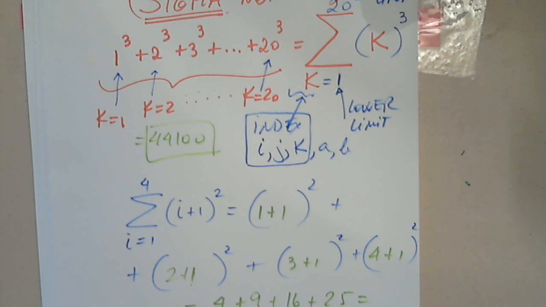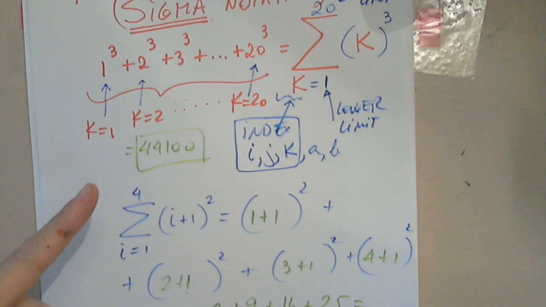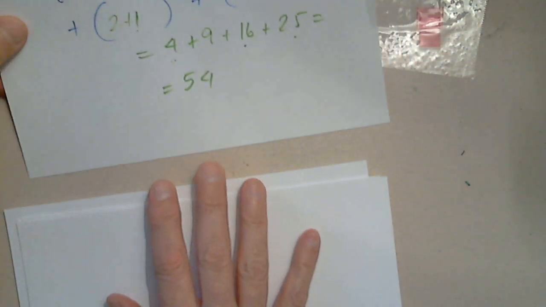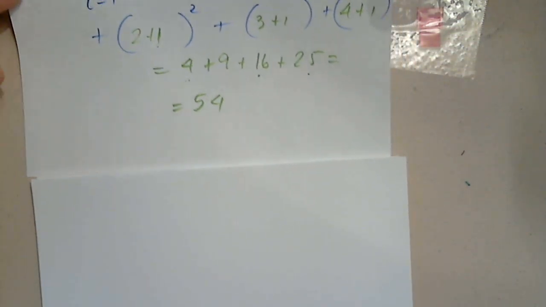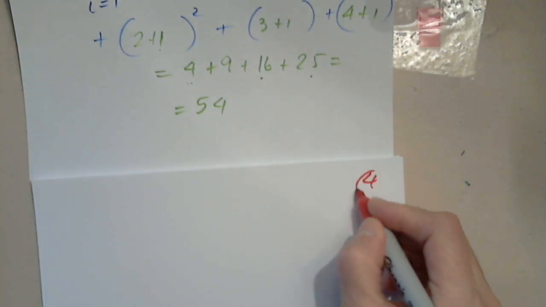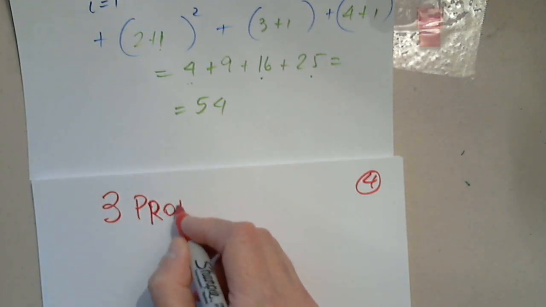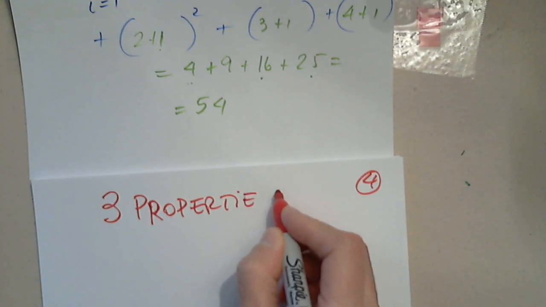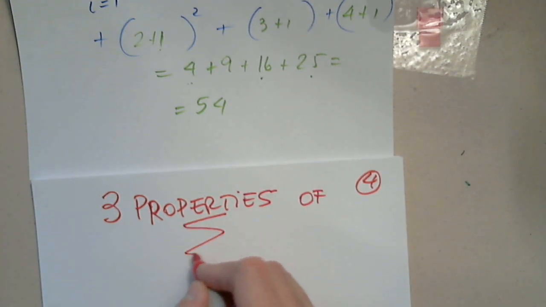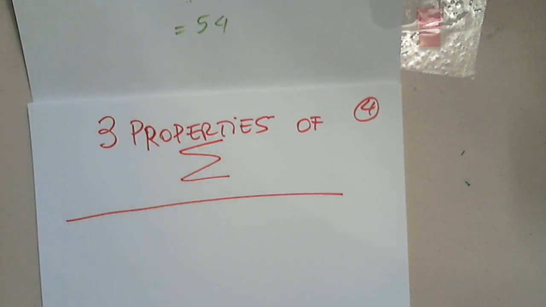Okay, so now let's make a combo, the factorial notation with the sigma notation. And then we will look at, I think I should do that first. I want to do that first. Three properties of sigma. Sigma has three properties. Here is one property, and I'm just going to give examples.